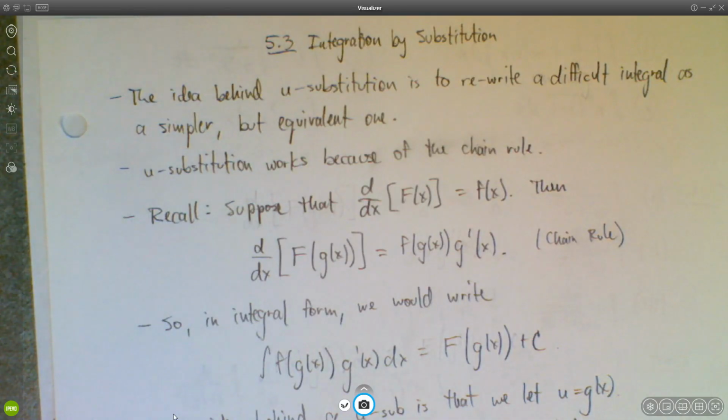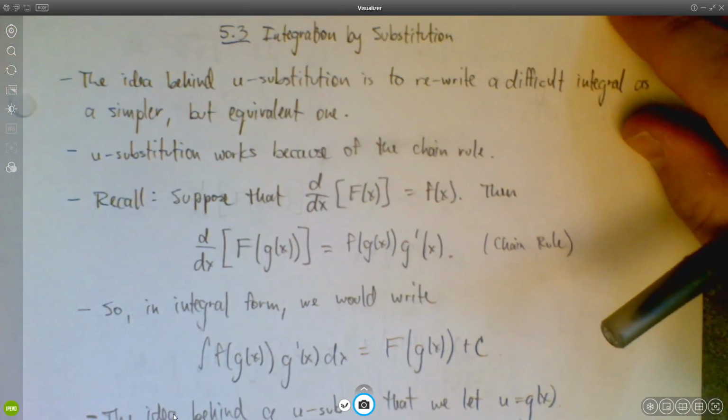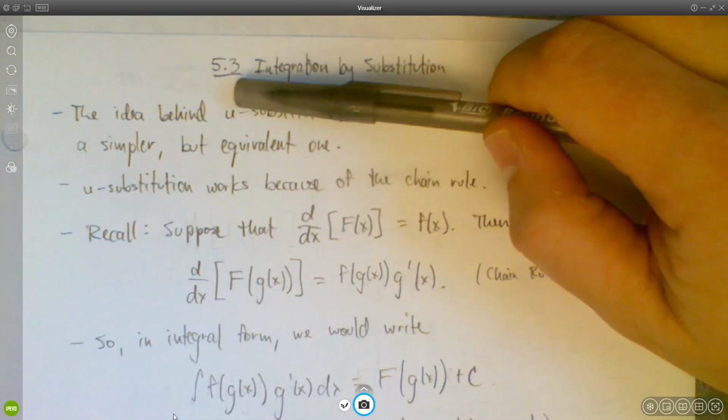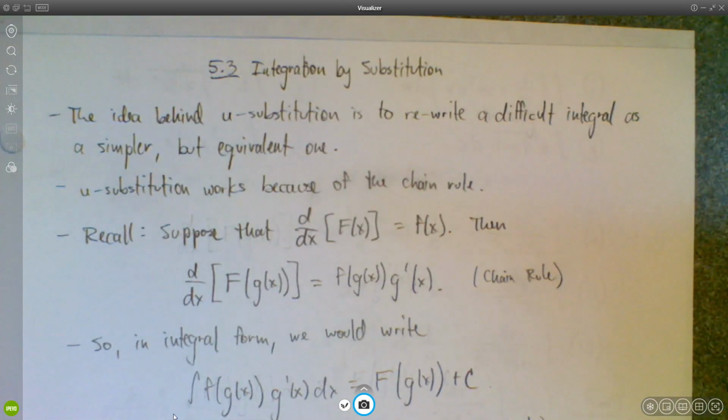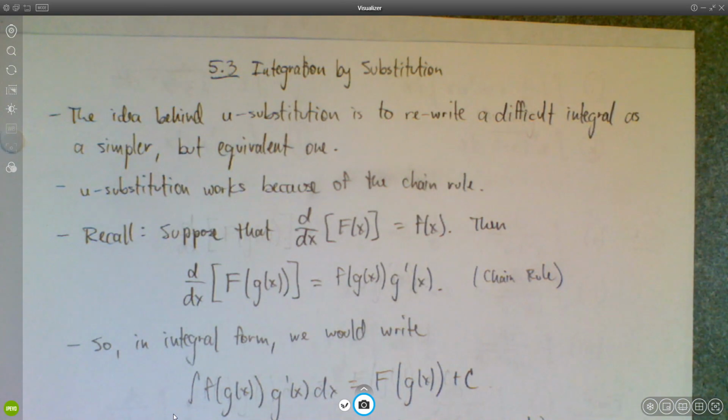All right. So let's talk about 5.3. 5.3 is about integration by substitution. This is going to be a very powerful tool for us when it comes to integration. We usually call this U substitution because U is the variable that we'll use to do our replacements, to do our substitutions. But it doesn't have to be U.